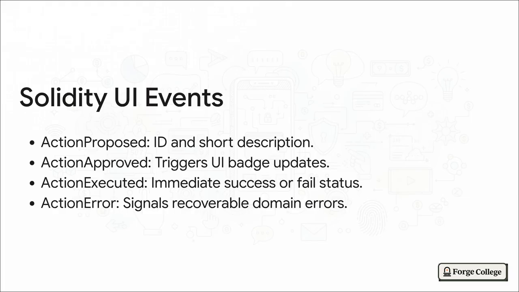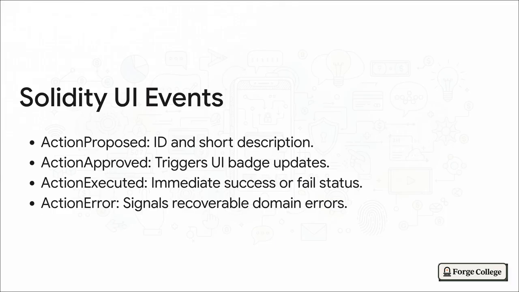First up, ActionProposed. This carries an action ID, the proposer's address, and crucially, a short, human-readable description. Next, ActionApproved emits when someone signs off, which is literally the perfect machine-readable signal for your UI to instantly update a little approval count badge.